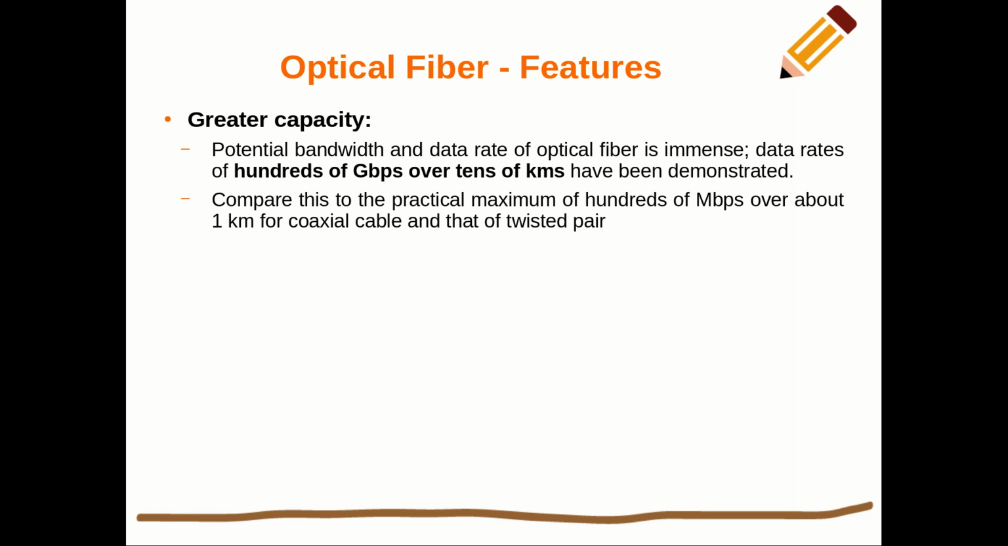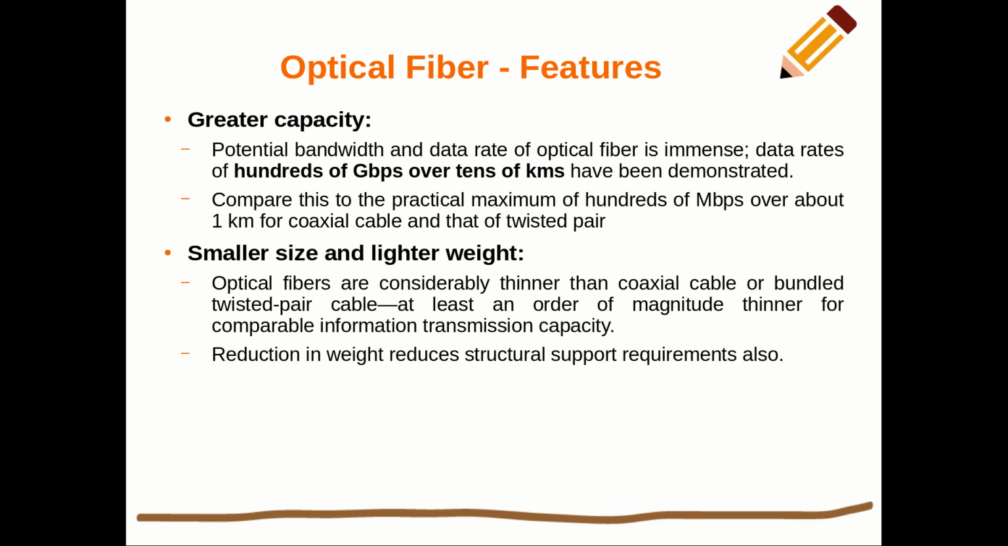Data rates of hundreds of gigabits per second over tens of kilometers have been demonstrated. That means we can expect performance on the order of gigabits per second over very long distances, say tens of kilometers. You can compare this to the practical maximum of, say, hundreds of megabits per second over about 1 kilometer for coaxial cable, and much less for twisted pair.